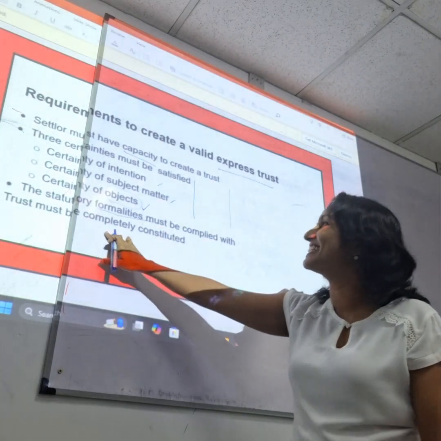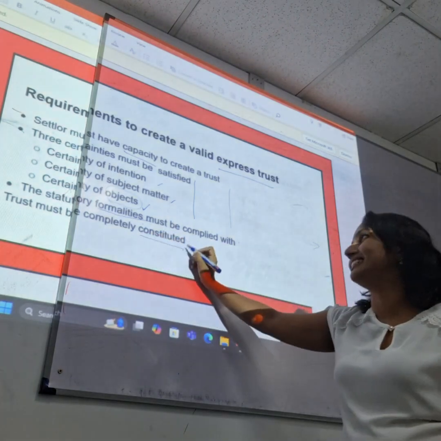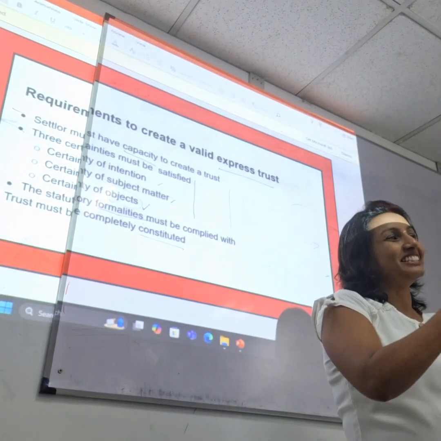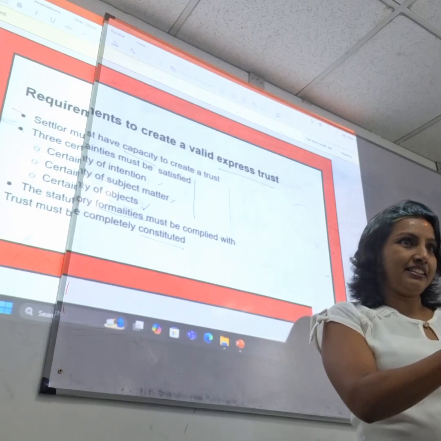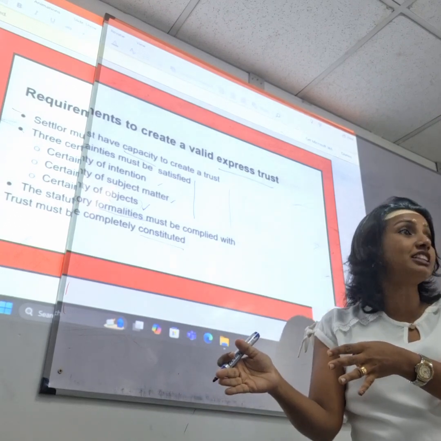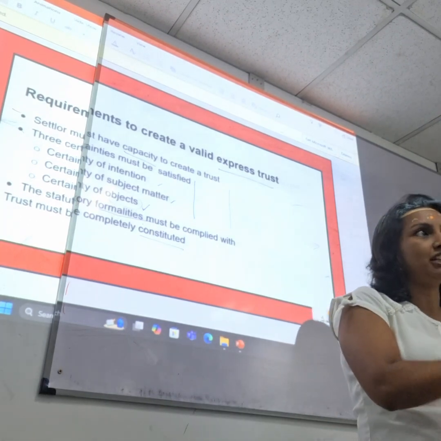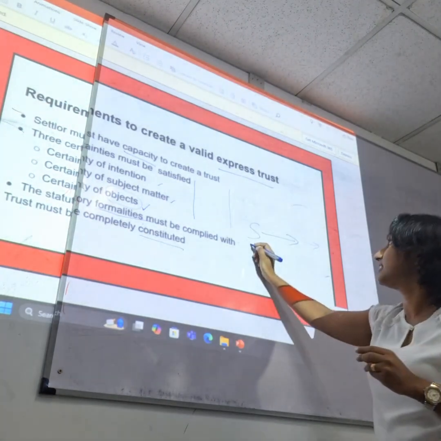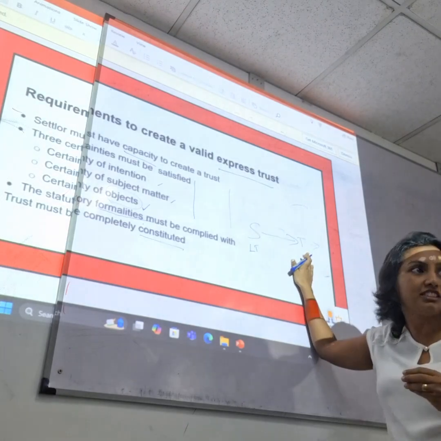Then the last one is that the trust must be completely constituted. Trust must be completely constituted means the property, the legal title that the settlor had, should have properly vested in the hands of the trustee.